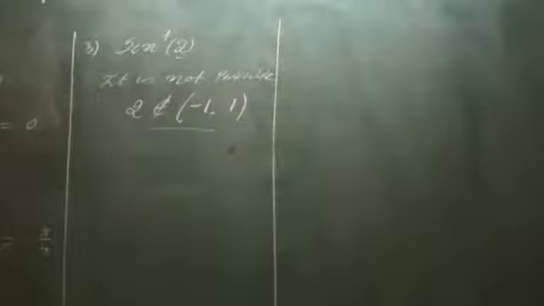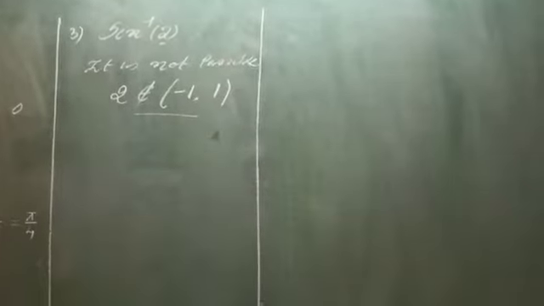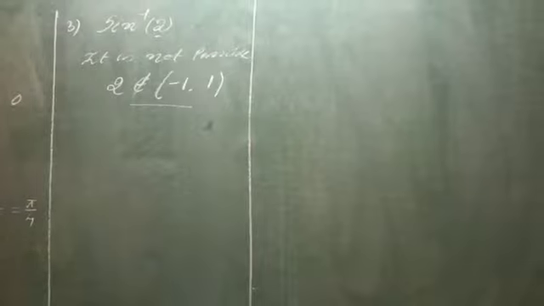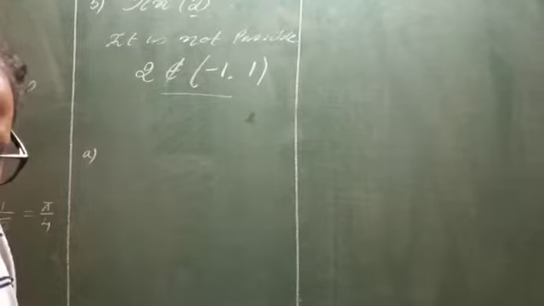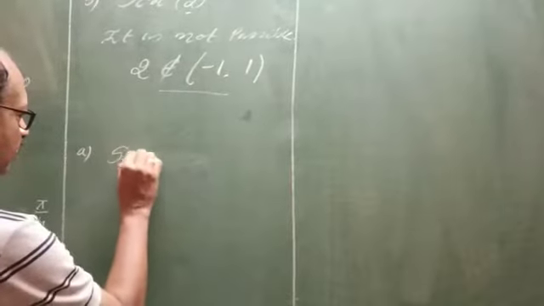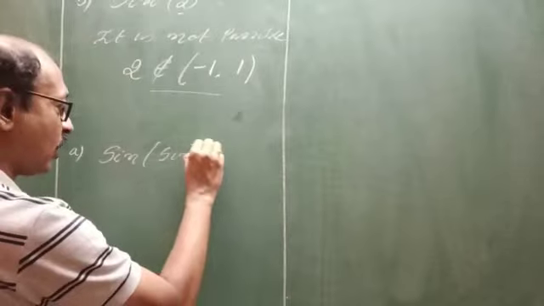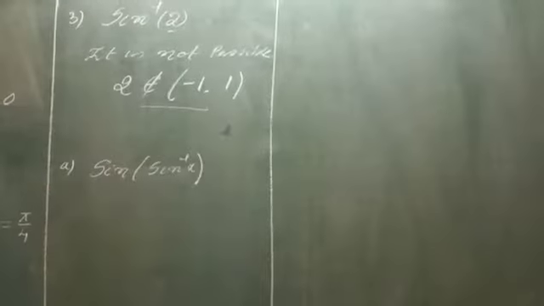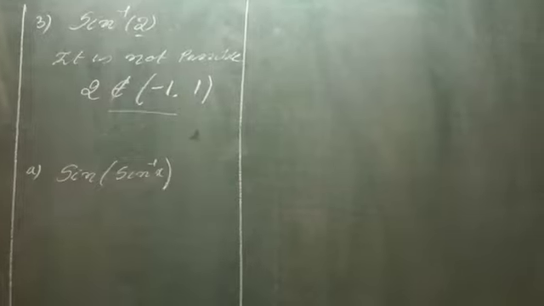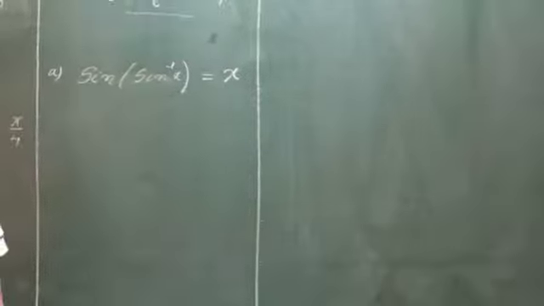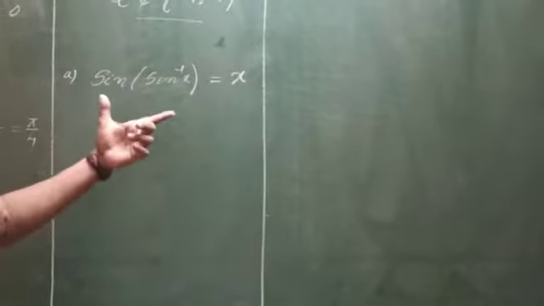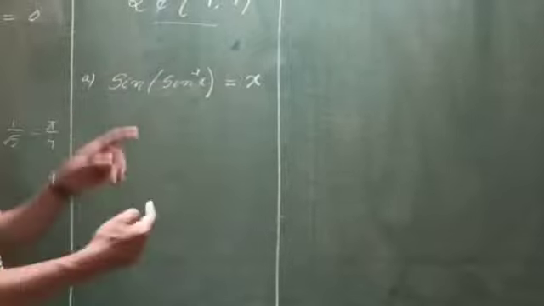Now let us go for some more problems like this. We have one thing: sine of sine inverse of x can be written as, that is always equal to x. This is the form. And also you can reverse this one.